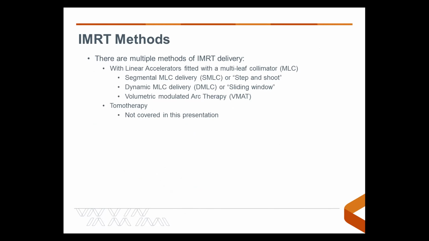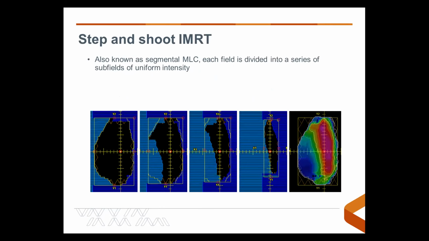Different methods of IMRT. So there are multiple different methods of IMRT delivery. So with linear accelerators, you have segmental MLC delivery, or most often called step and shoot delivery. You have dynamic MLC delivery, sometimes called sliding window MLC, and then volumetric modulated arc therapy, or VMAT treatments, and then tomotherapy as well, which I'm not covering in this presentation, is another method of IMRT delivery.